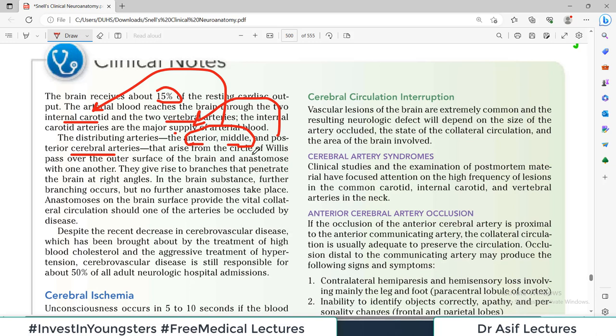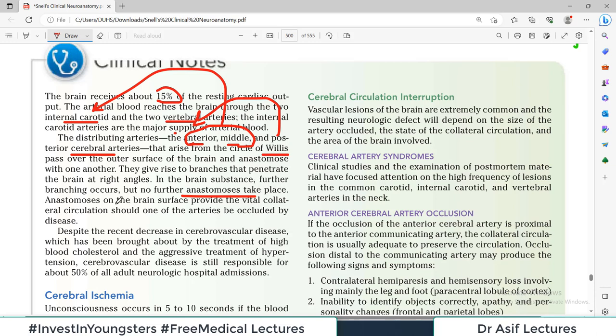Okay, and the arteries arising from the circle of Willis over the surface of the brain, they all distribute the blood. They give rise to branches that penetrate the brain substance at right angles. In the brain substance, further branching occurs, but no further anastomosis takes place. Yani brain ki surface par jitni anastomosis honi hai, ho jati hai. Inside the brain substance, there is no anastomosis.